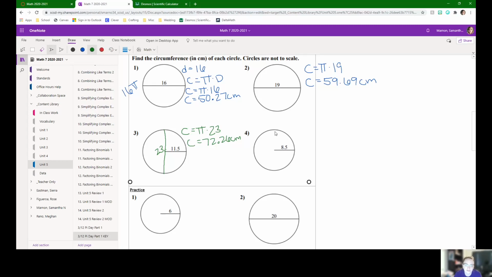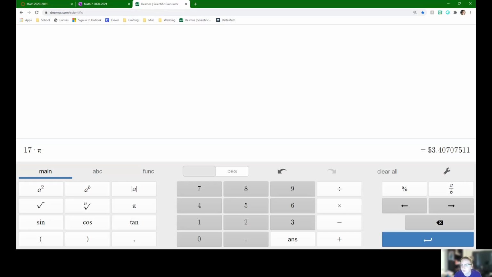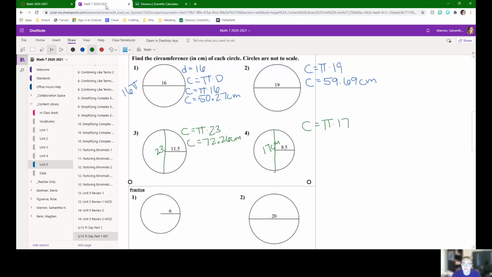Okay, so we needed the diameter. We needed all the way across, not just halfway across. So 8.5 and 8.5 together is going to be 17 centimeters. So we can do pi times 17 or 17 pi. We will get 53.4. We're going to round it up to a 1 because the 7 next to it is saying give it a shove. So 53.41.